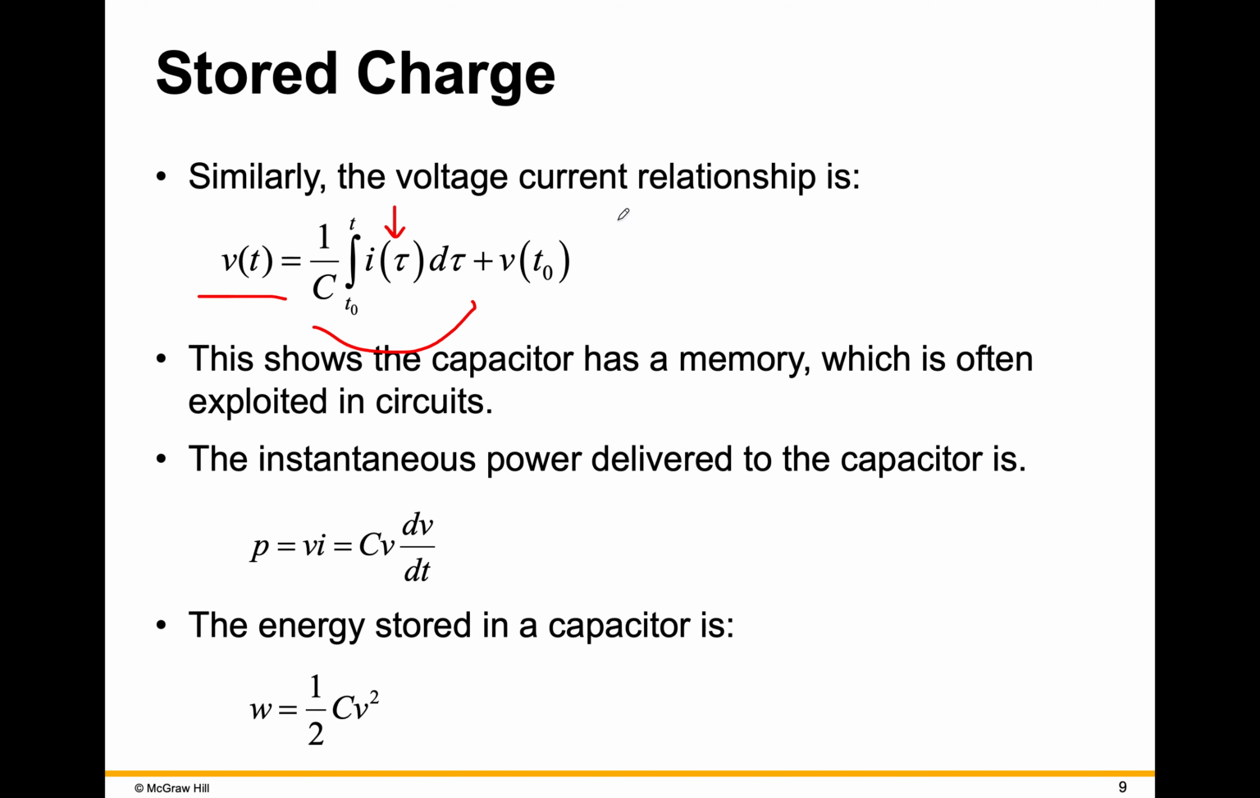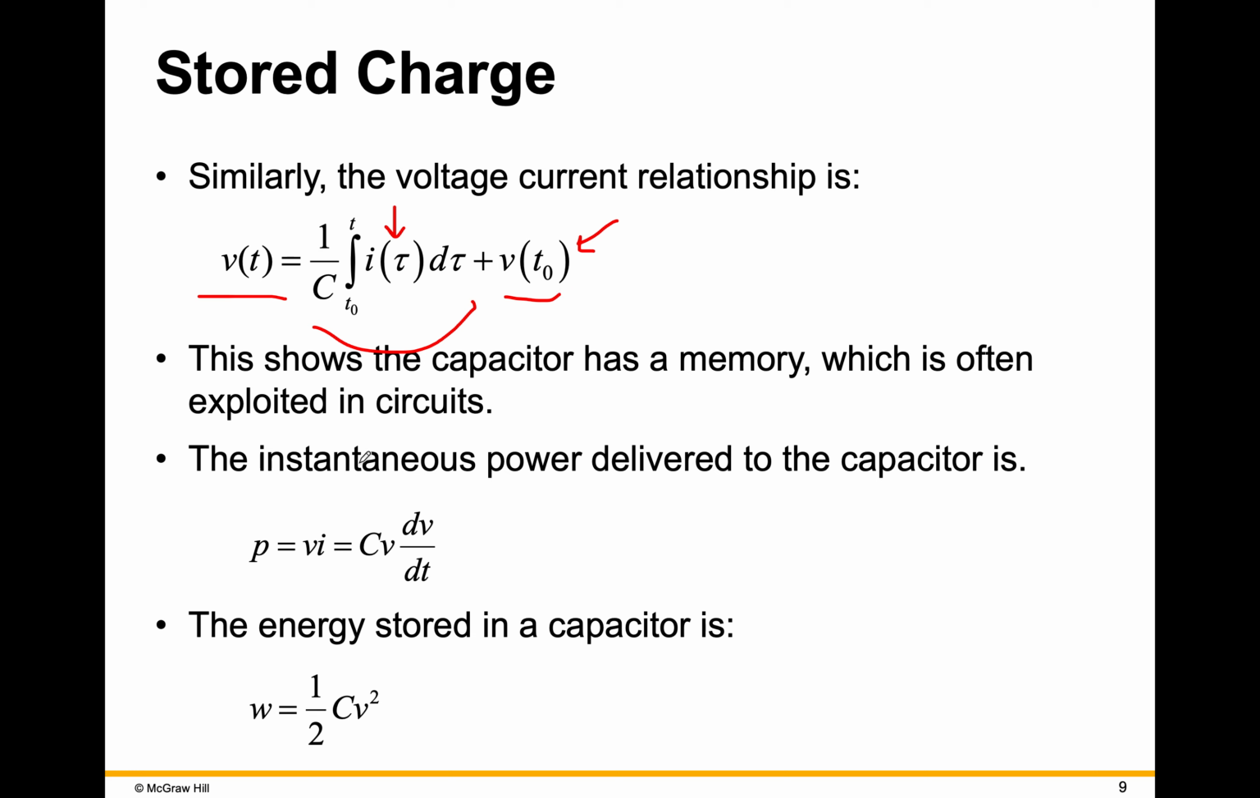And then, in order to find the voltage, we have to have knowledge of the initial condition. In other words, what voltage was on that capacitor when we started measuring the current. So this shows that the capacitor has kind of a memory. The capacitor voltage is dependent not only upon the current at this instant, it's also dependent on what its voltage was at a previous time. So you can imagine that this might be useful in some circuits to have something that is dependent not only on the current state, but also on a previous state.